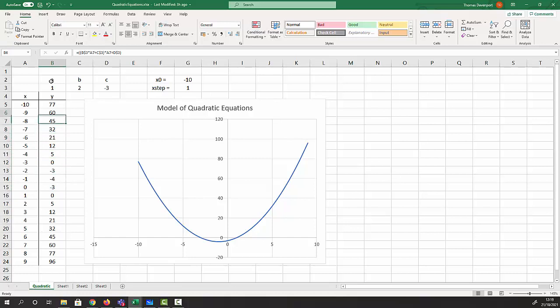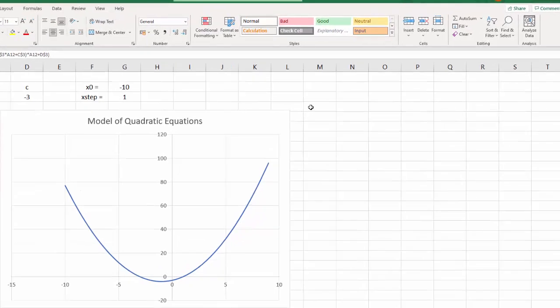As you can see in the bar at the top here, this bar is showing you what is actually in each one of these lines as you go down. Okay, so that's a model of all quadratic equations, and what I'd like to do is use this model to find the roots of a quadratic equation.